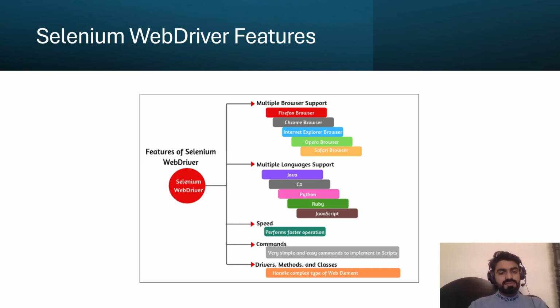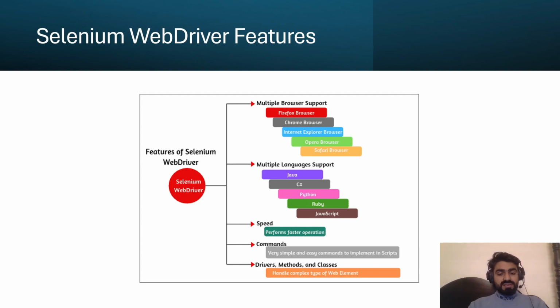So, features of Selenium WebDriver. We'll say multiple browser support. It's a very, very important feature that helps you to run your same script on either a Firefox browser, a Chrome browser, Internet Explorer, Opera, Safari. Okay, so you can run on multiple browsers. Also, it has multiple language support. So, if you are comfortable with Java or C Sharp or Python or Ruby or JavaScript, any language you are comfortable with, you can learn Selenium and you can easily automate your web applications.